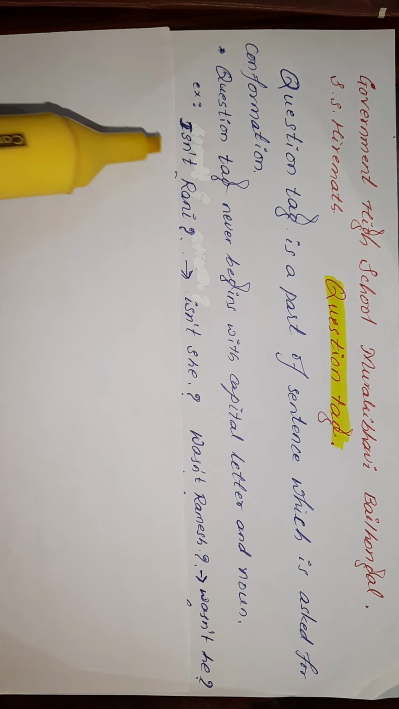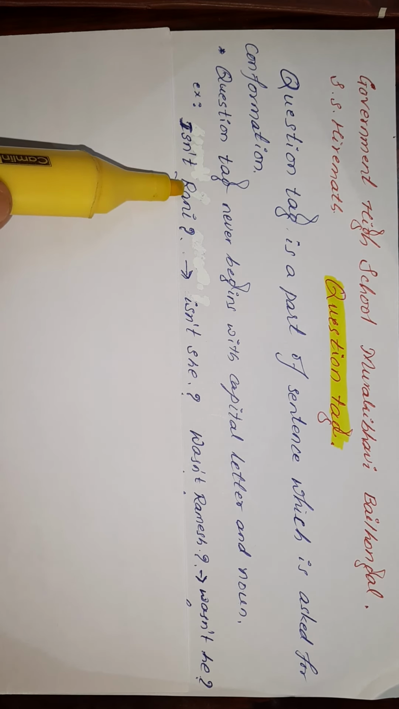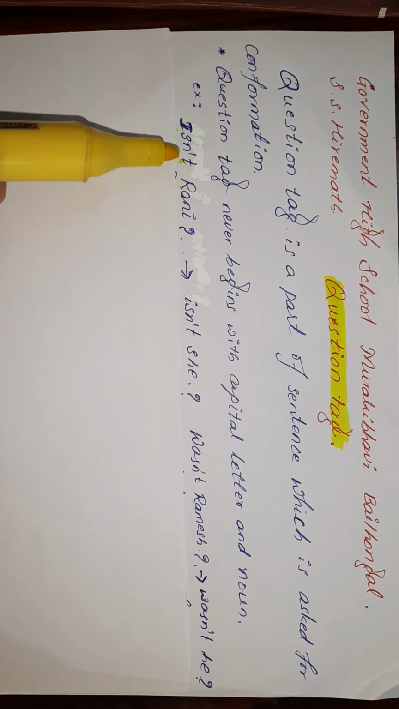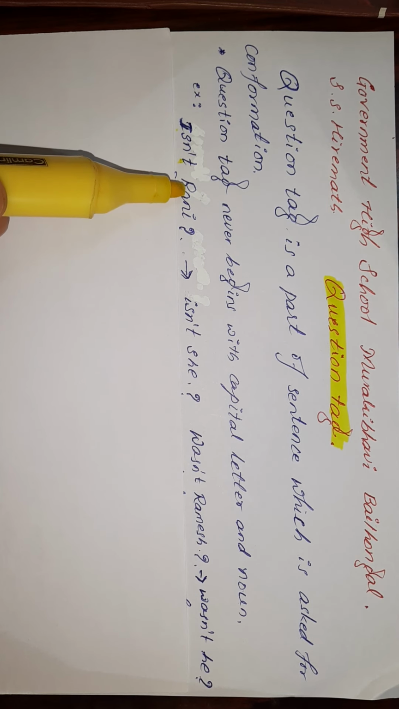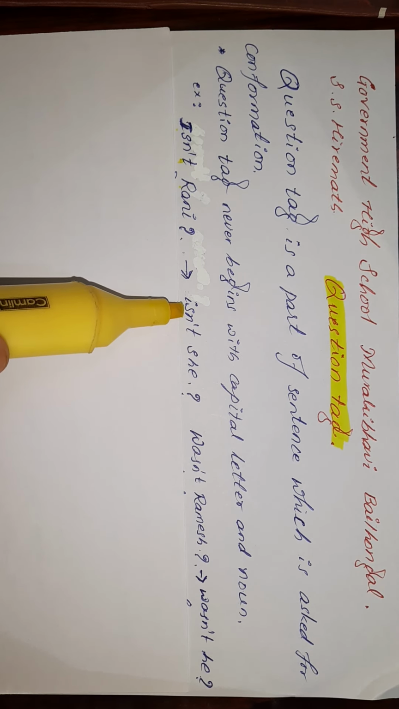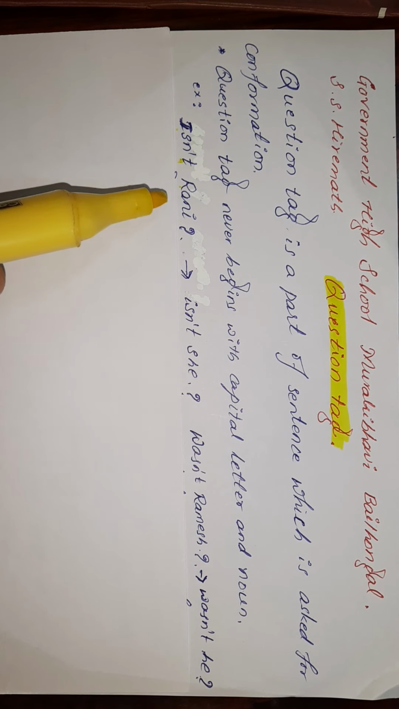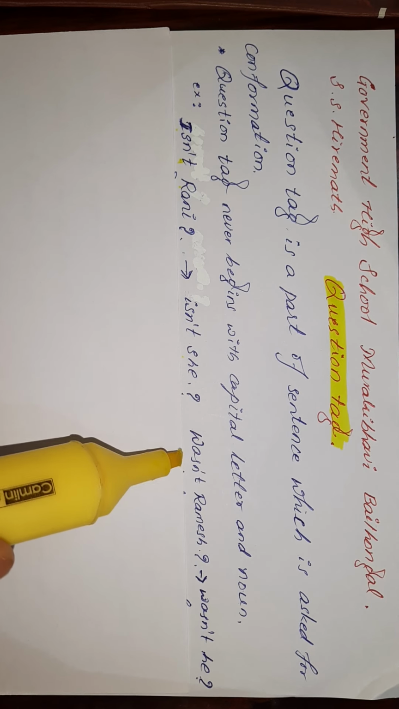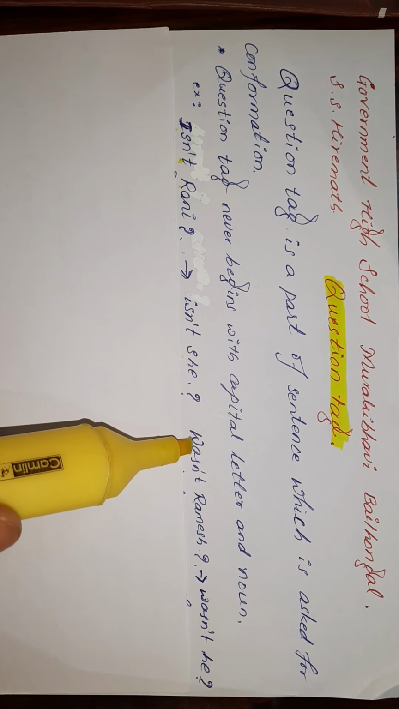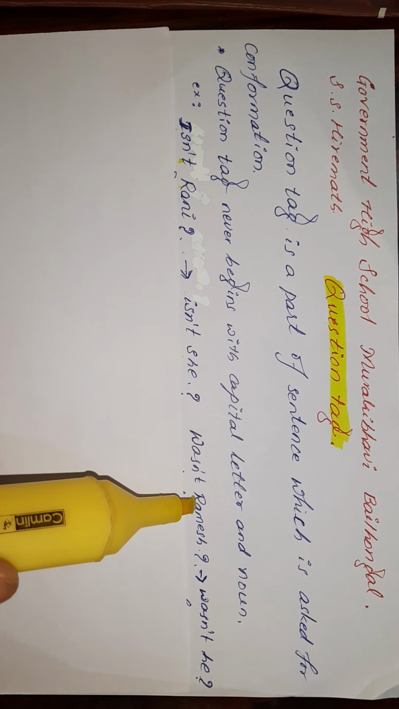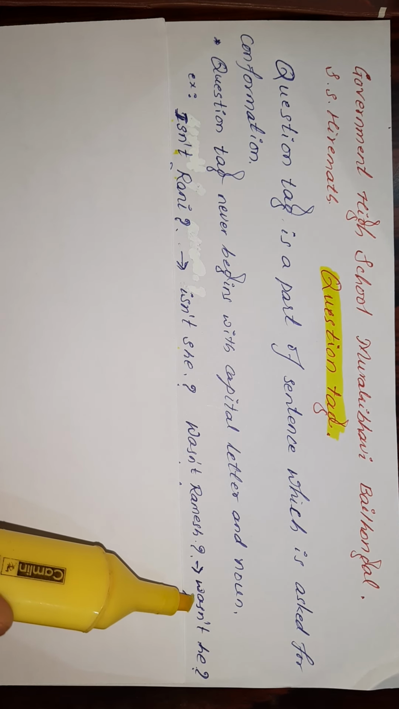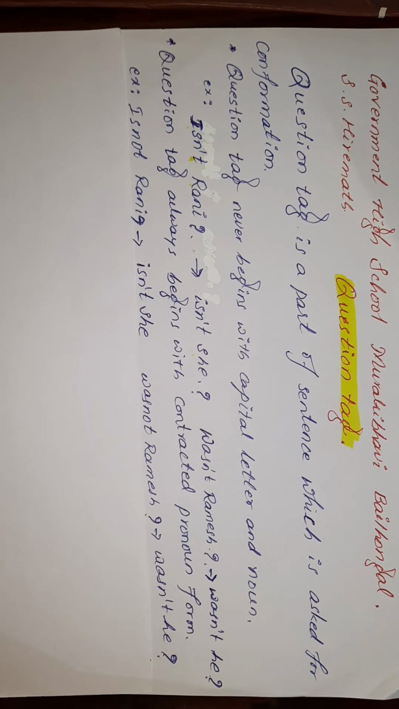Example: I is capital here and Rani is a noun. Isn't Rani. So it doesn't become "Isn't Rani" with capital I and Rani. It becomes a small letter i, and instead of Rani it becomes she: isn't she. And one more example: Wasn't Ramesh, with capital W and Ramesh. So it doesn't become "Wasn't Ramesh". Instead of "Wasn't Ramesh" it becomes wasn't he.